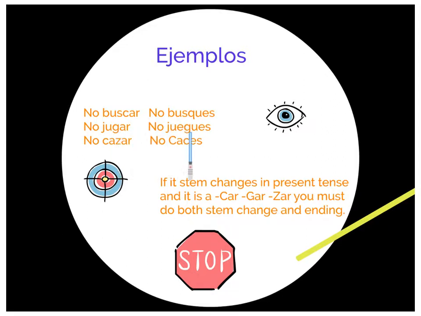No juegues. And for this one, no cazar. Cazar means to hunt. My bullseye here. No caces. Don't hunt. Zar changes to C-E-S. Notice that there's no accent mark, so that should make most of you very happy. This is my note for jugar. If it stem changes in the present tense and it is a car, gar, zar, you must do both, the stem change and the ending. All right?